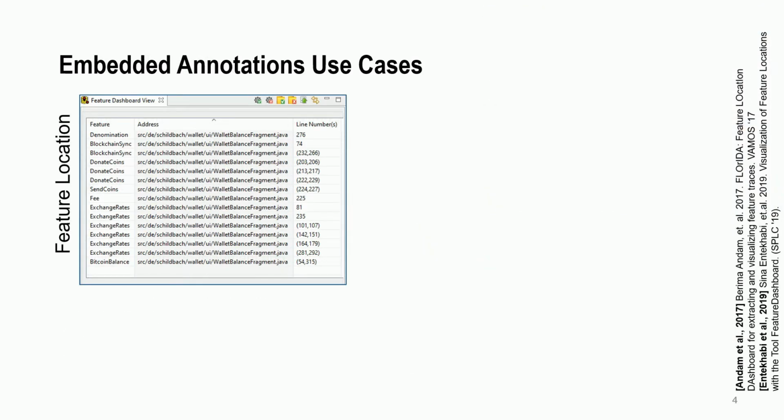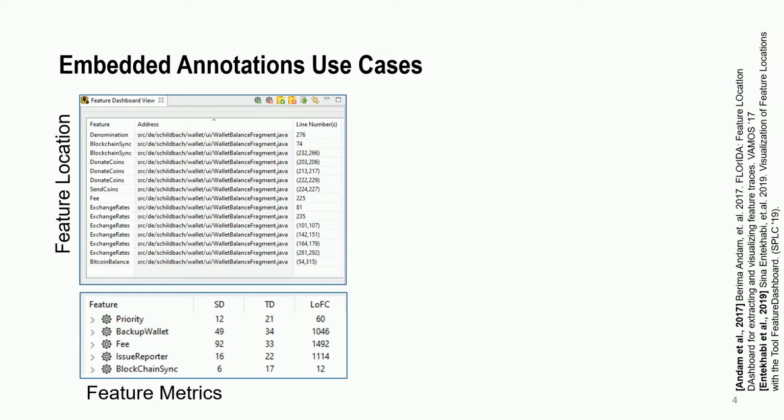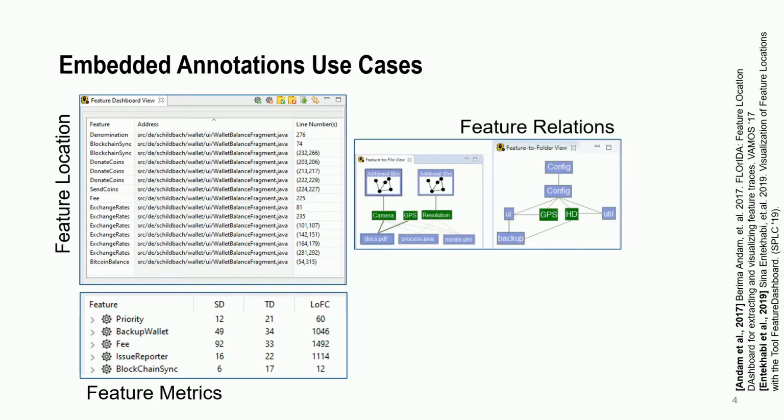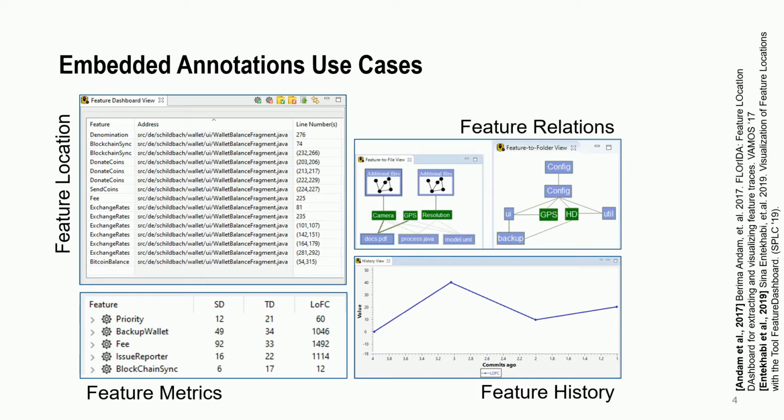Before going into the details of embedded annotations, let's have a look at some use cases. For example, we can get the feature locations to browse them. With the help of feature metrics like scattering degree or tangling degree, we have a good way to get a non-technical perspective on the software project. We can see relations between features and the folder and file structure. And with the feature history, we can keep track of the software evolution.